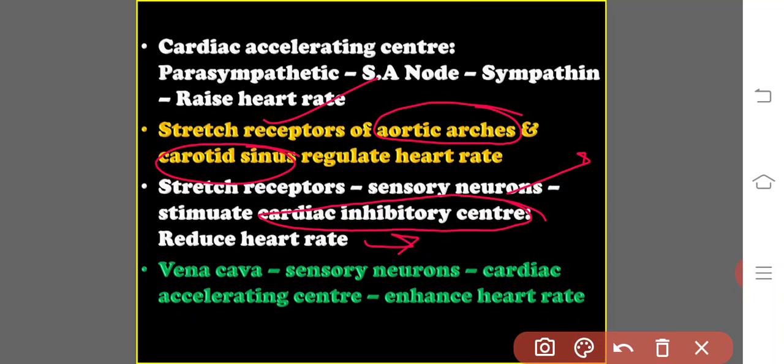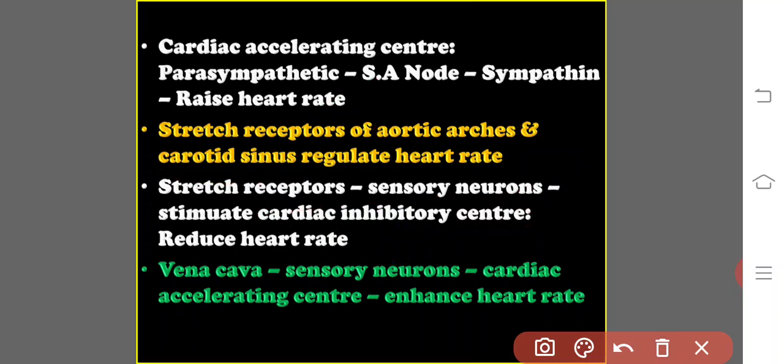And another thing, there is the vena cava.